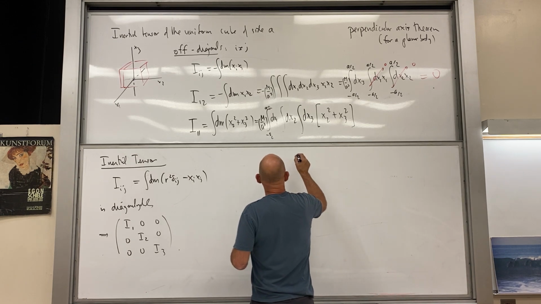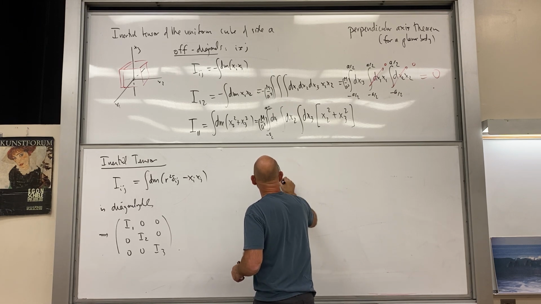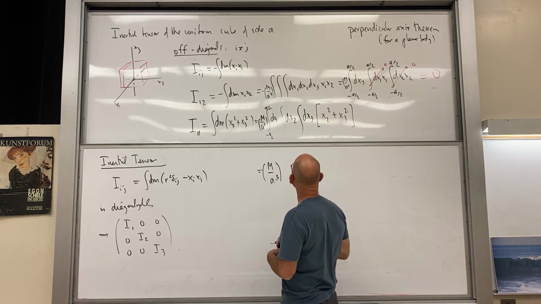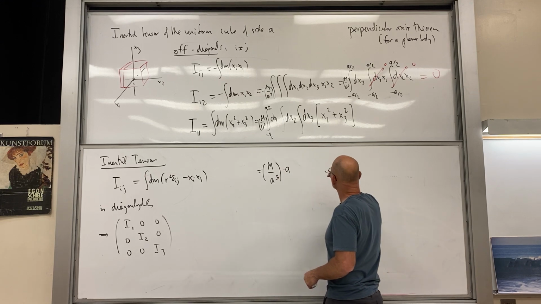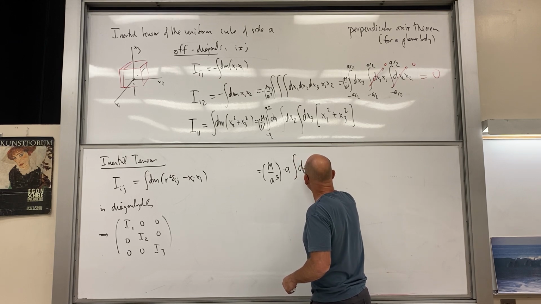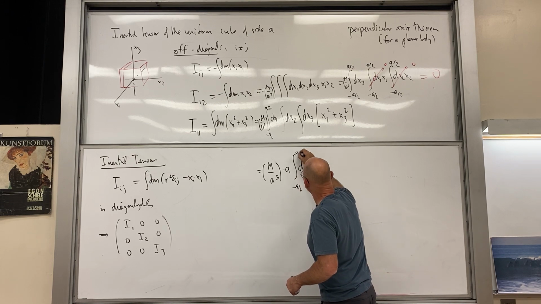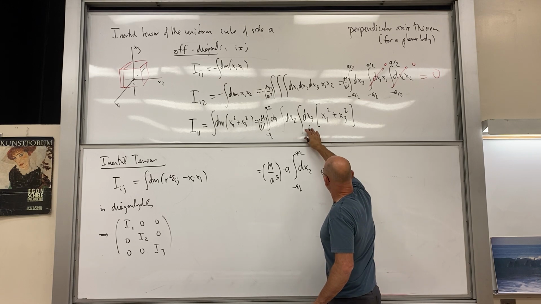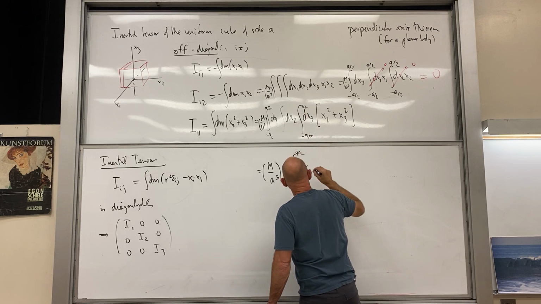Once more with feeling. So we've got the m over a cubed, and we've got the dx1 once and for all. So that's just times a. Then dx2, from minus a over 2 to a over 2.